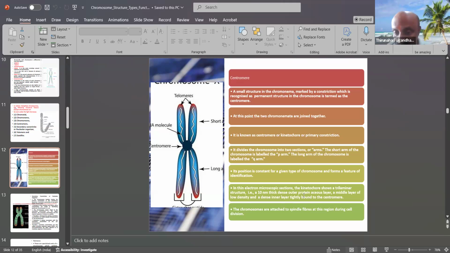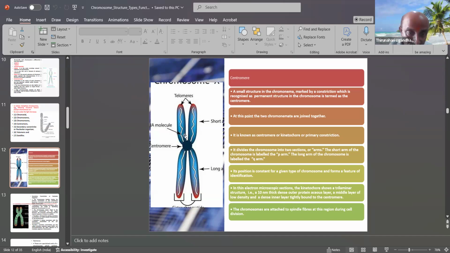It divides the chromosome into two sections or arms, an upper arm and a lower arm. The upper arm is one chromatid, and the lower arm is the other chromatid. The part where the two chromatids are joined is called the centromere, also called the kinetochore. The chromosome is labeled with the P arm and Q arm. The position of the centromere is a feature for identification of a given type of chromosome.